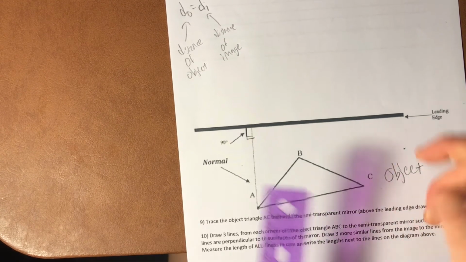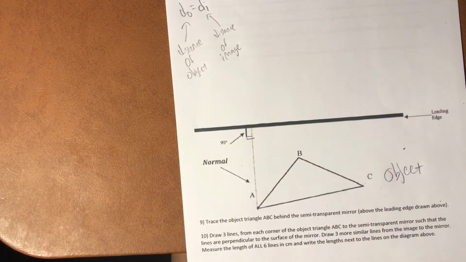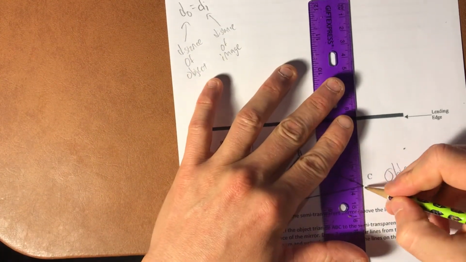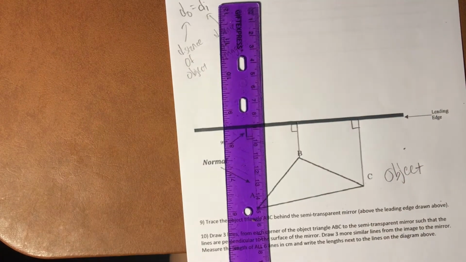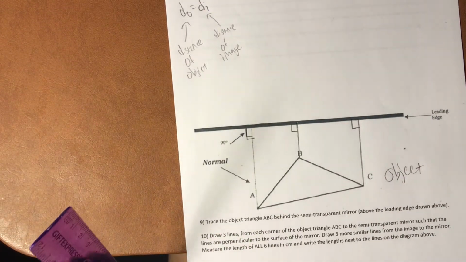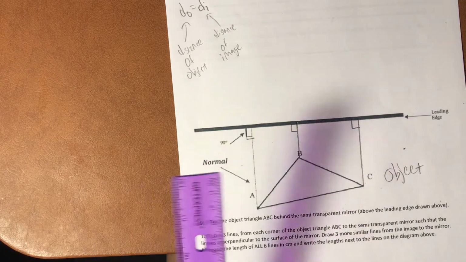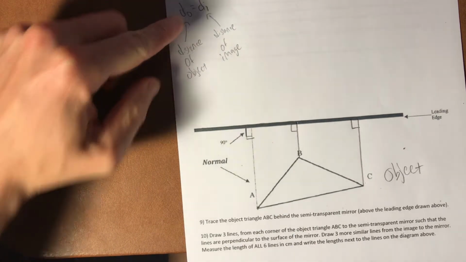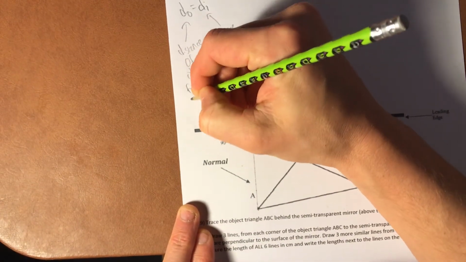So we're going to draw two more normal lines. We're going to draw one for B and one for part C as well, okay? 90 degrees to the mirror, 90 degrees to the mirror. You could do this on your paper as well, all right? Now, if you printed it out, you're going to have the same distances that I have. So I'm going to measure basically DO 3 times. DO is the distance of the object from the mirror.